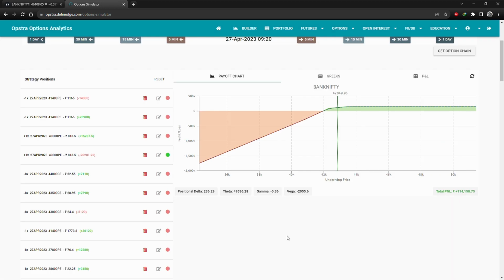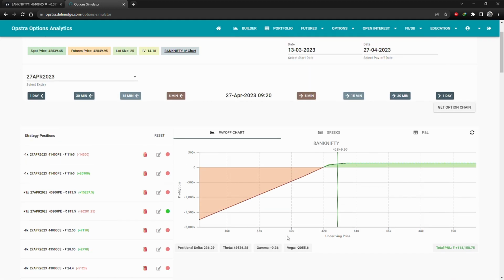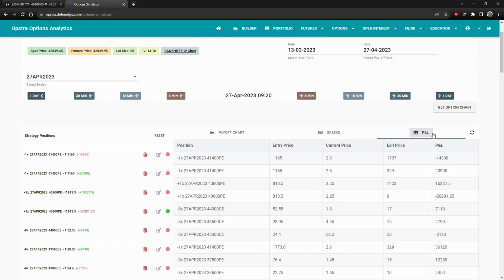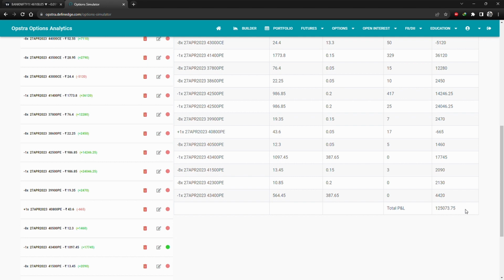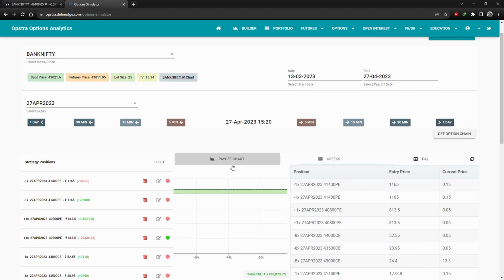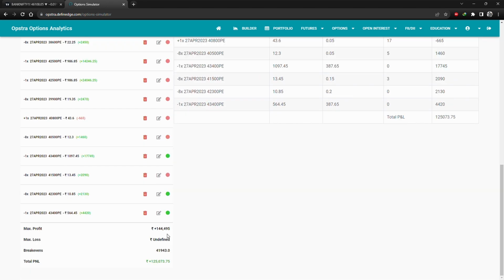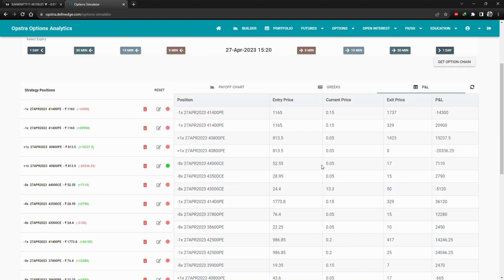Okay, after the adjustment, we can see our payoff chart will look like this. It is totally in one direction and there's only 1 day left. So let's directly move on to 3:30 and see how much profit we are actually making. All the premiums have gone down to zero and we are currently making 1,25,000 rupees profit, and this is our payoff chart. We can make a maximum profit of 1,44,000 rupees and we are actually making around 1,25,000 rupees profit at the expiry day around 3:30 p.m.